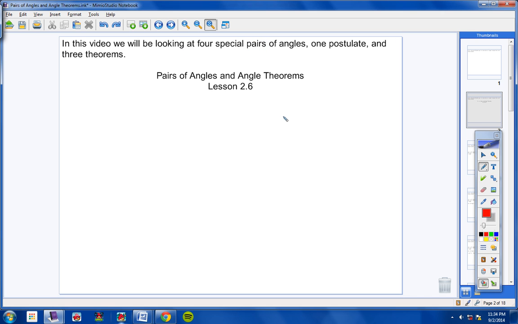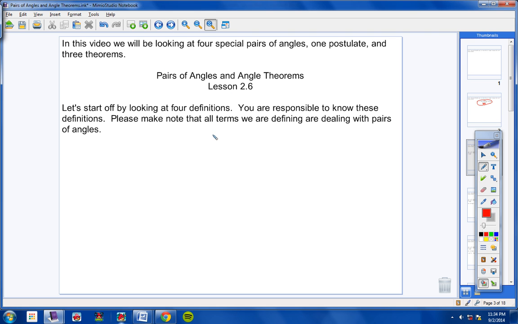Go ahead and copy this heading in your notes if you would, please. Write down pairs of angles and angle theorems. Pairs of angles and angle theorems, lesson 2.6, and include today's date if you would, please. Copy all of this down. For your heading today, pairs of angles and angle theorems, lesson 2.6, and include today's date.